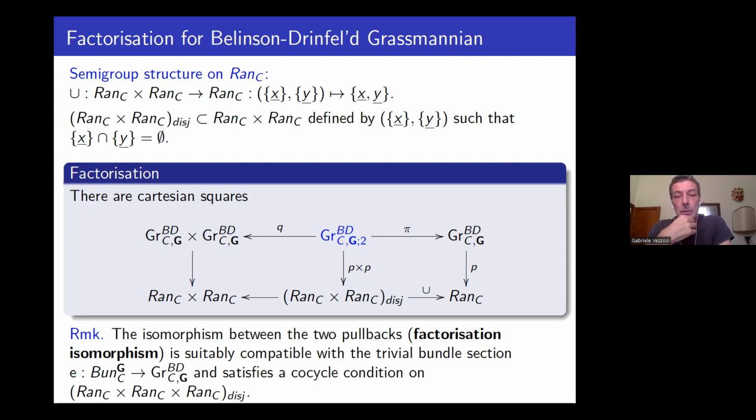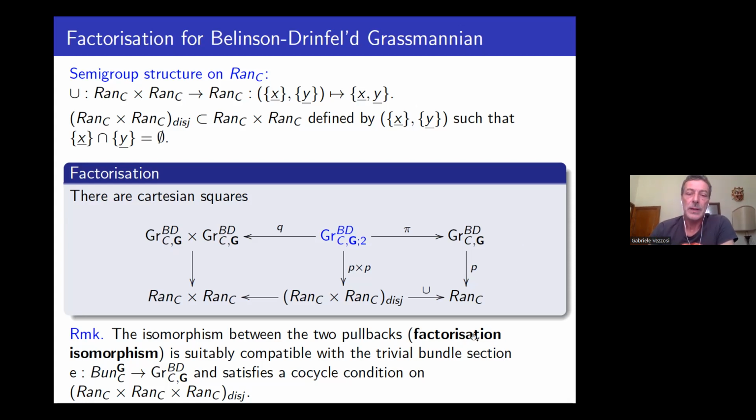You can also consider, on the extreme left, the inclusion of the disjoint part of Ran(C) × Ran(C) into the full Ran(C) × Ran(C). And you can consider the projection from the product of the Grassmannian with itself. This projection is not written down, but it's p × p. Okay, and you have a diagram, you can take a pullback of that. And the factorization property can be stated by saying that there is a canonical map between these two pullbacks, and this canonical map is an isomorphism.